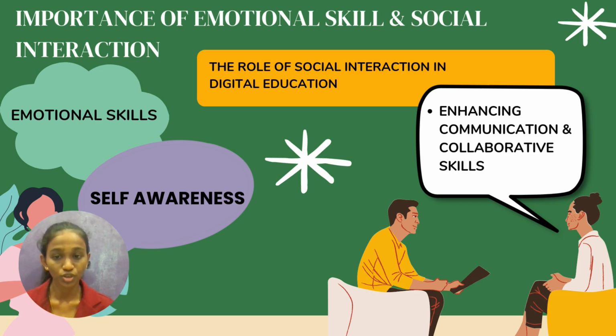The last topic we're going to discuss is the importance of emotional skill and social interaction. Emotional skill is the ability to recognize emotion in oneself and in another person. So I prefer self-awareness. Self-awareness is the best influence; a person can share thoughts and give a good impact to another person. We are in an era where a lot of people, from young to elder, face a lot of depression and stress in their life.